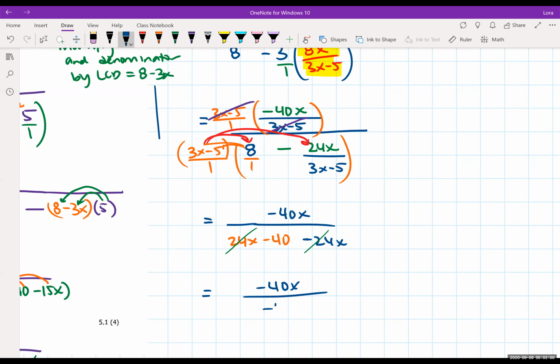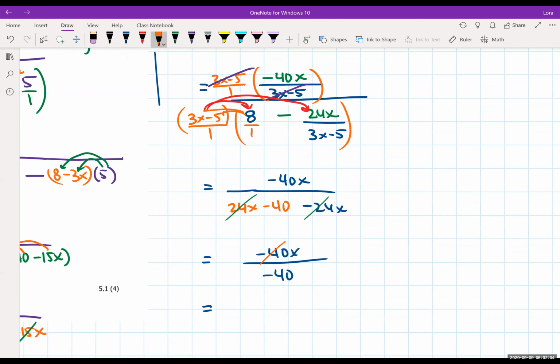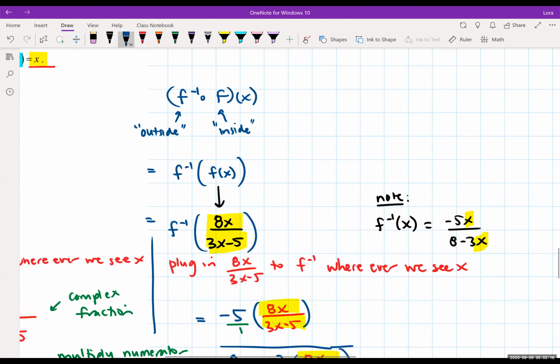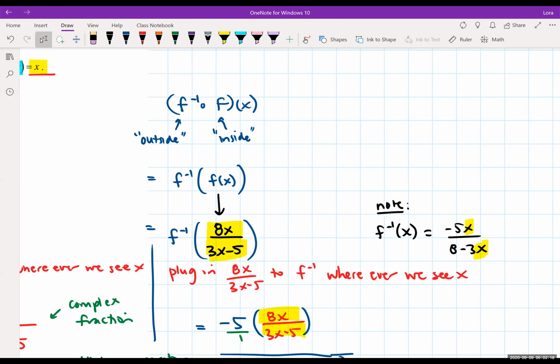Nice. And what happens to the 40s? They also divide out, so we are left with an x. And that's exactly what we wanted to show. Just reminding ourselves, we showed that f inverse of f of x equals x.